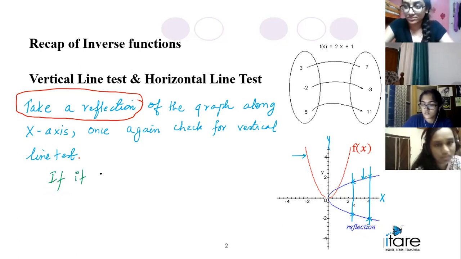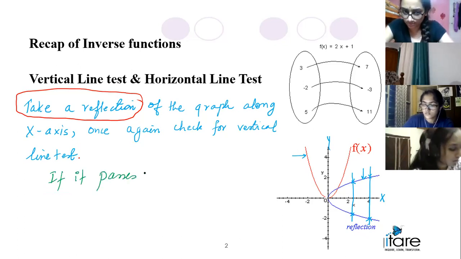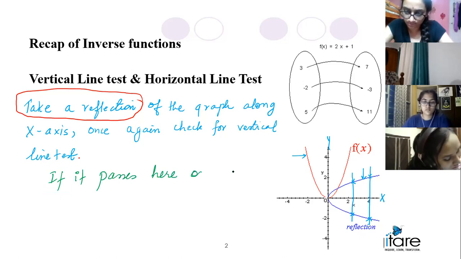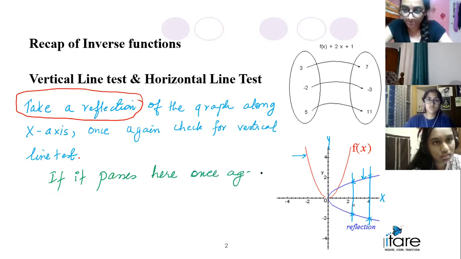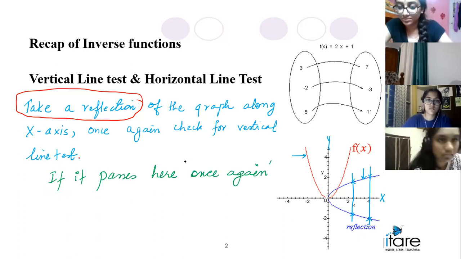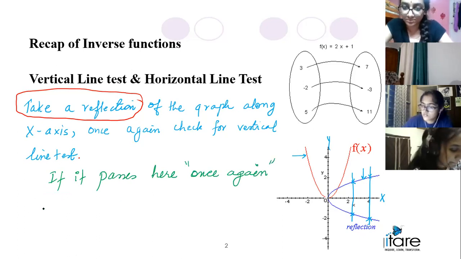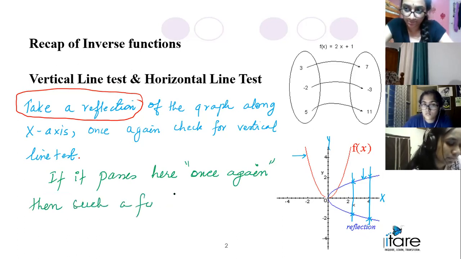If it passes here once again, then such a relation, such a function, because we know already it is a function, then such a function is said to have an inverse.